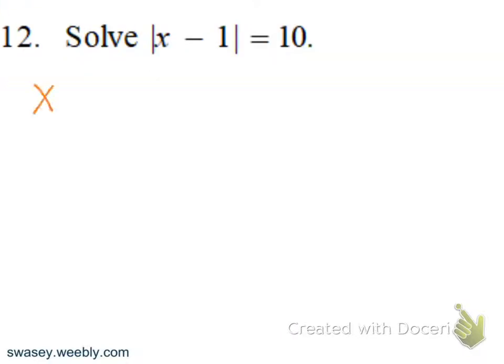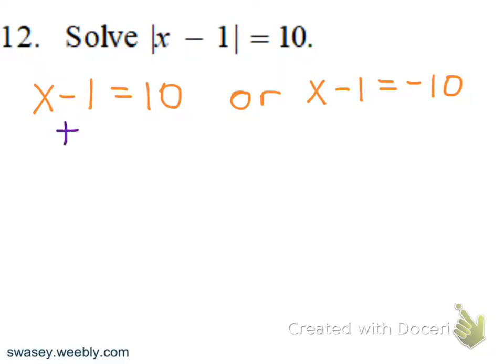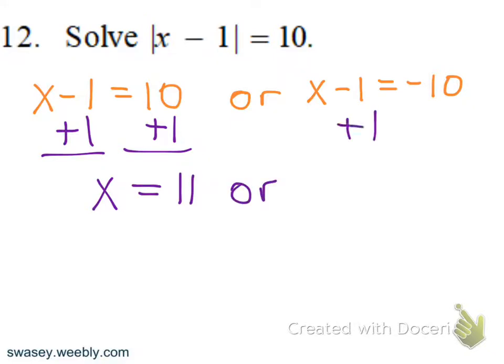Number 11, you'll write two equations. You have the absolute value of x minus 1 equal to 10. So two equations: x minus 1 equals 10, or x minus 1 equals -10. Add 1, you get 11. x equals 11 is one of our solutions. Add 1, you get -9 for the other solution.